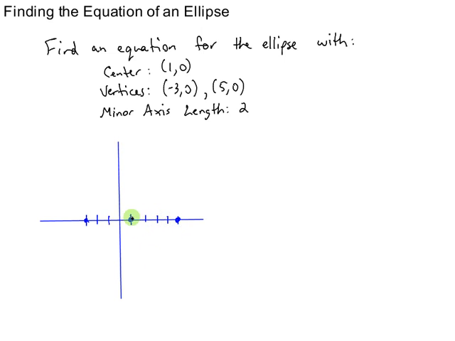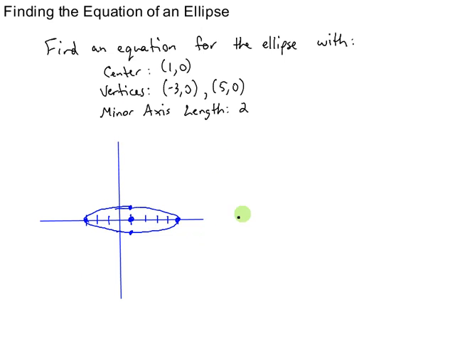And the minor axis has to be vertical since this is clearly the major axis. And its length is 2, so that means I go 1 up and 1 down to get my points from my center. So here's the ellipse, something like this.